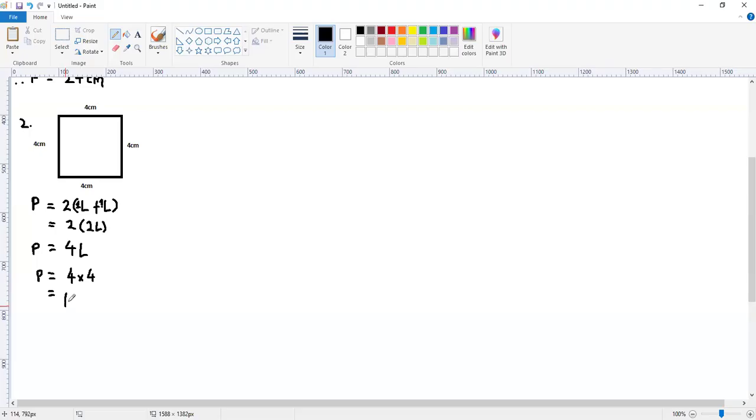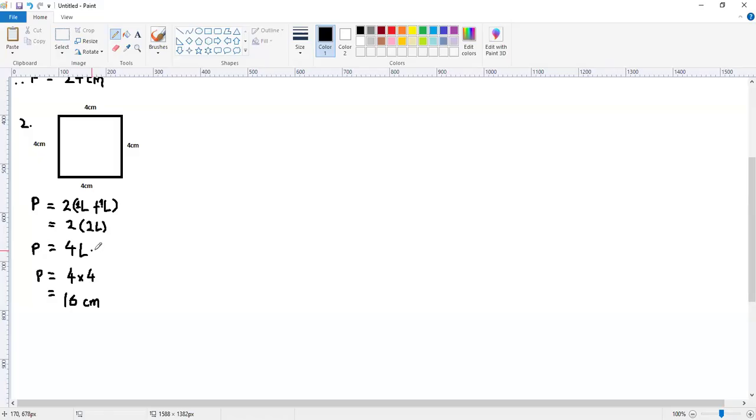Okay. 16 what? What's the unit? Can you guess? Centimeter squared? No. Is it just centimeter? Centimeter cubed? No. Is it just centimeter? Yes, just centimeters. Now, let me tell you why it's centimeters. Okay, you will get it now. All right. Now, I want you to follow me.